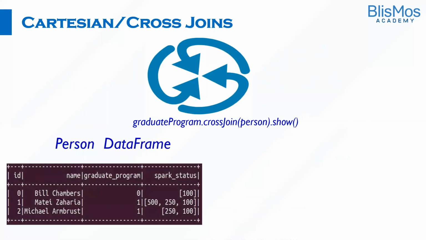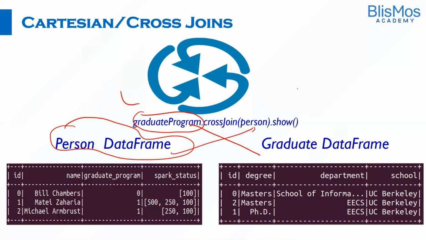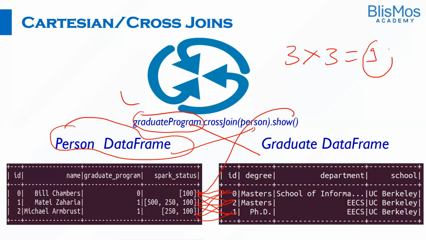Let us take an example here. So we have a left data frame, this one, and this is the right data frame. When we do the cross join here, this row will be combined with this row and this row. This row will be combined with this row and this row, and this row will be combined with this row, this row. So that way we will get 3 into 3, total 9 records in the resultant data frame. That is how cross joins work.